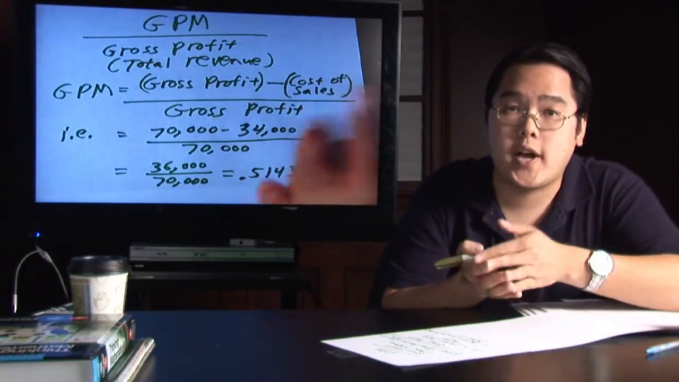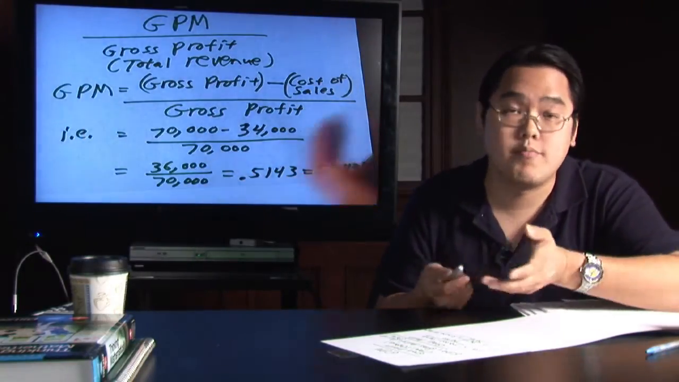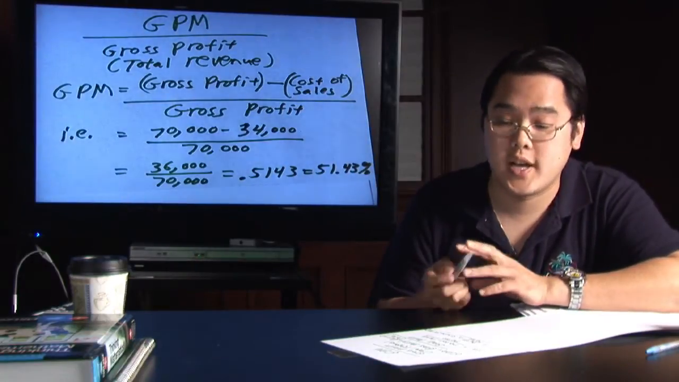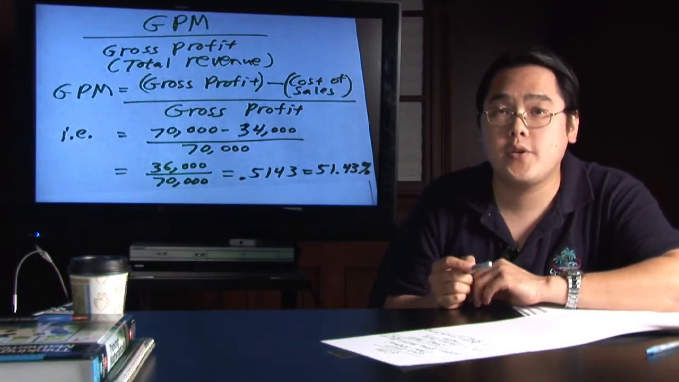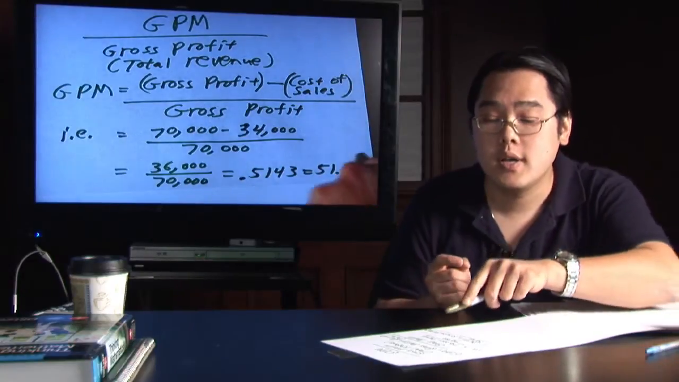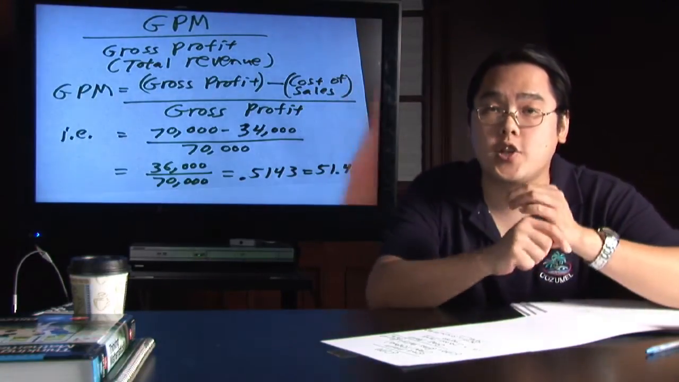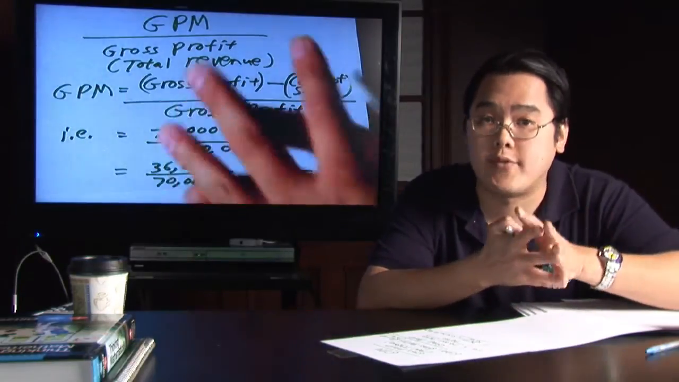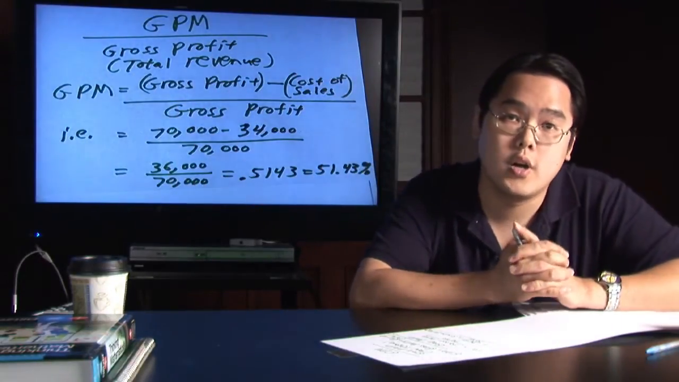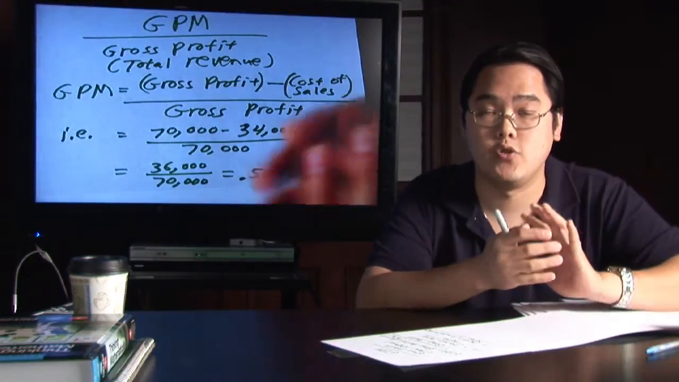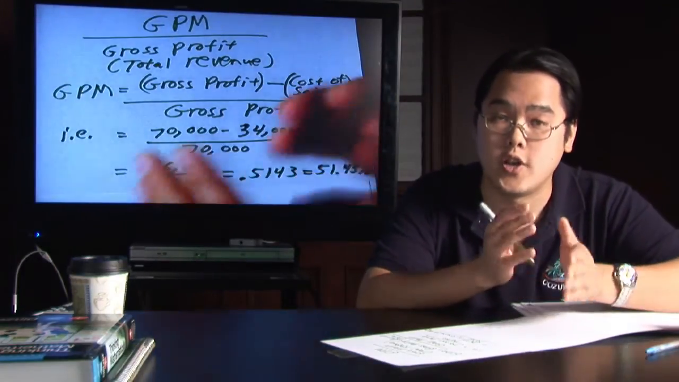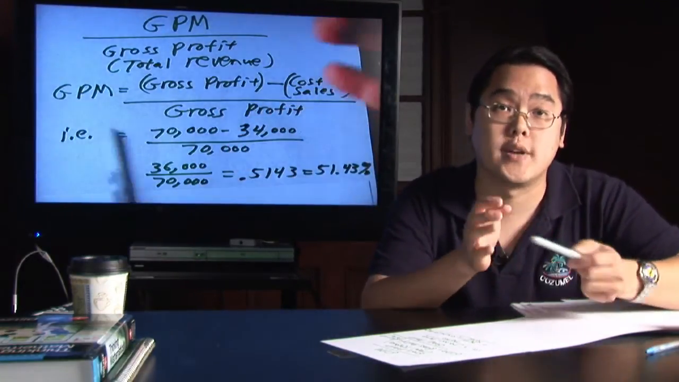If you are satisfied with the GPM that you have, then that's great. You want to stay on top of that target. But if you feel that your gross profit margin can be higher than 51.43%, then one thing you would want to consider is keeping your costs lower for future quarters, so that if you take in the same amount of revenue and your costs are lower, your GPM will definitely be higher.